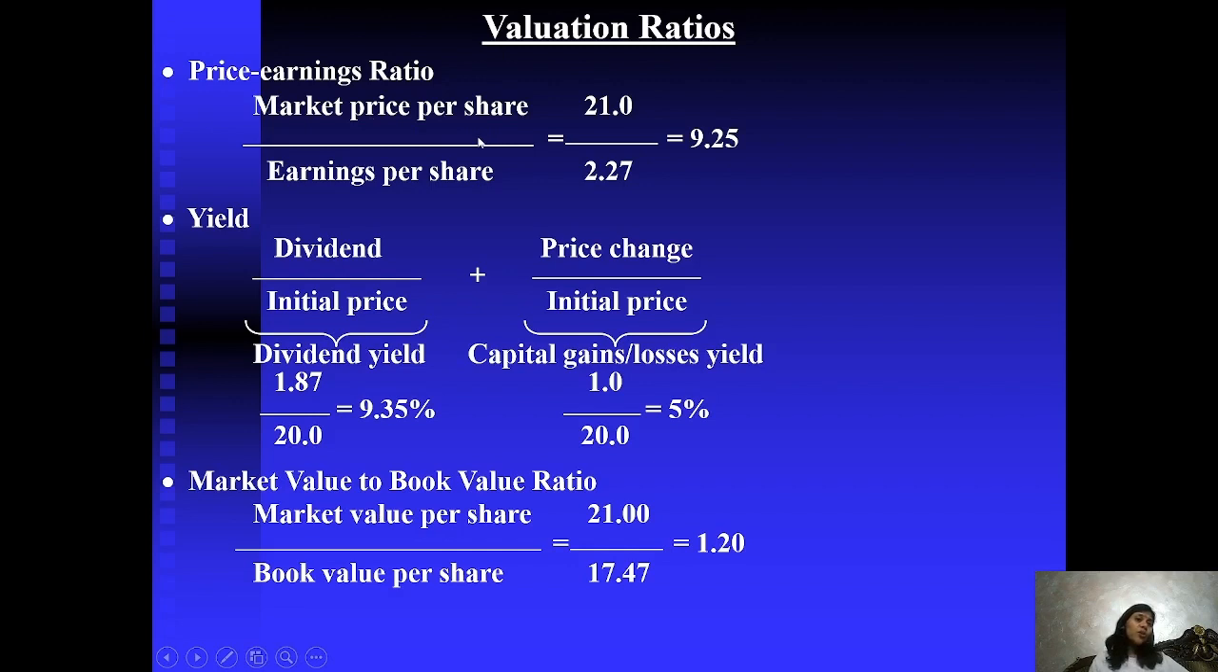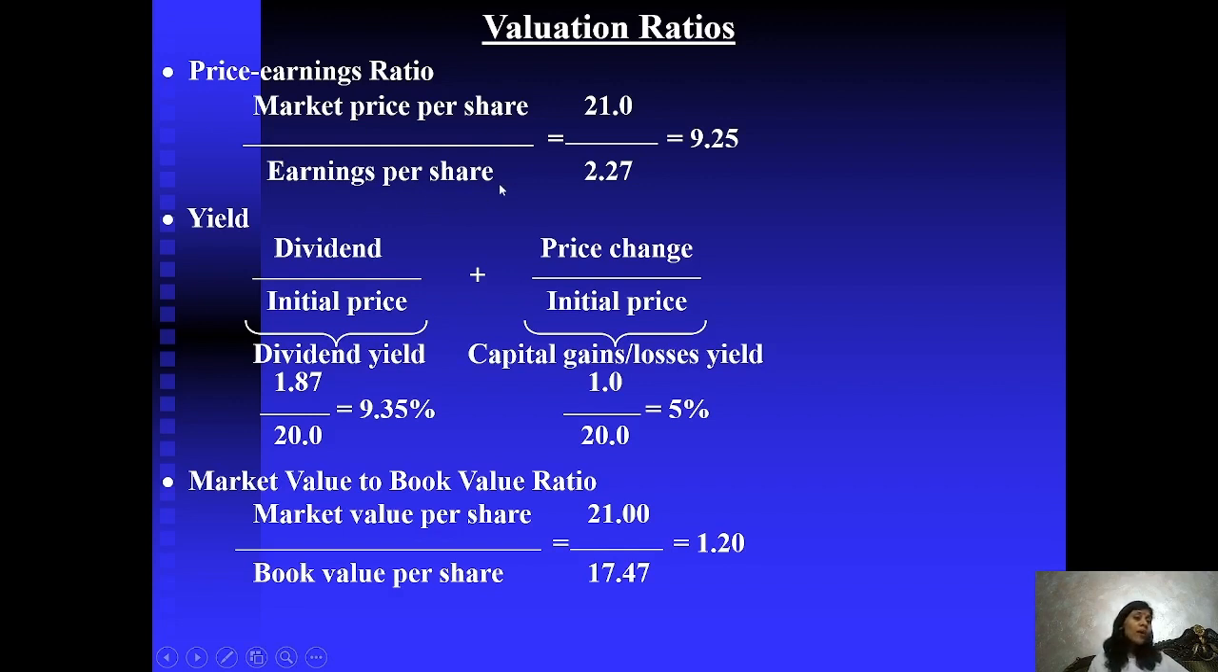Valuation ratios: PE ratio, yield, and market value to book value ratios are always a must if you do company valuation or corporate valuation. You should know about the company before investing in the share market, and you should know what the PE of the company is. That is MPS, market price per share, divided by earning per share.